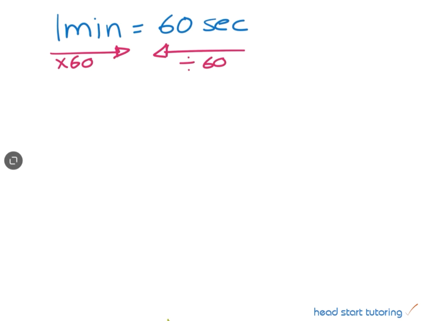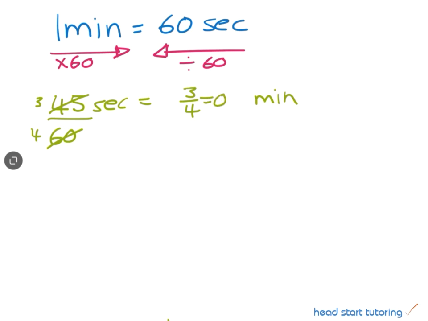So if we have a look at 45 seconds, and if we want to find out what this is in minutes, we need to divide our seconds by 60. So we divide our 45 by 60, but we remember that a division is the same thing as a fraction, so it's our numerator divided by our denominator. So we can now simplify this fraction. Let's divide them both by 15, which is our highest common factor, and we end up with 3/4. So 45 seconds is equal to 3/4 of a minute, which is equal to 0.75 minutes.